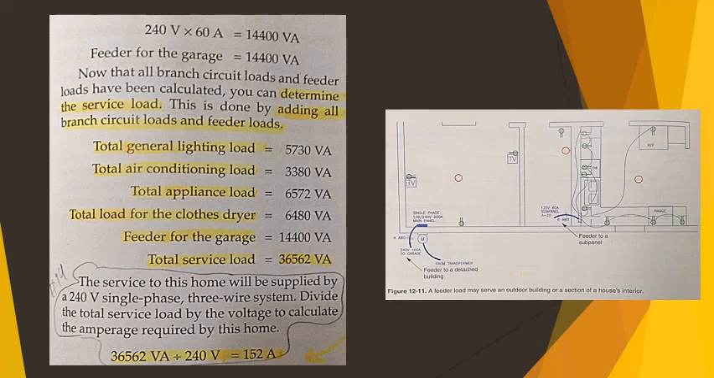Now that all branch circuit loads and feeder loads have been calculated, you can determine the service load. This is done by adding all branch circuit loads and feeder loads. As you can see, the total general lighting load equals 5,730 VA. The total air conditioning load equals 3,380 VA. Total appliance load equals 6,572 VA. The total load for the clothes dryer is 6,480 VA. The feeder for the garage is 14,400 VAs. So the total service load equals 36,562 VA.